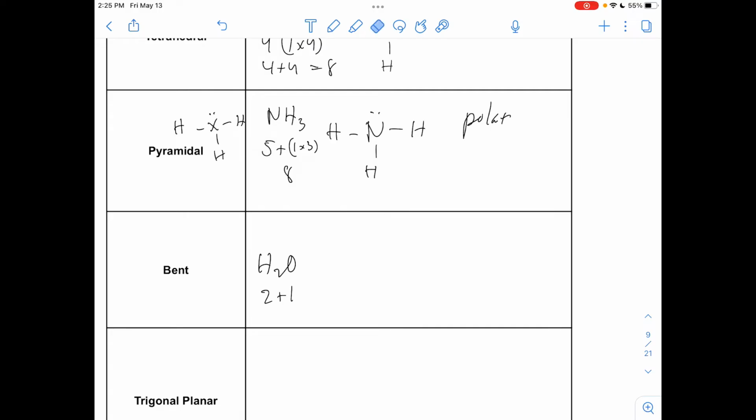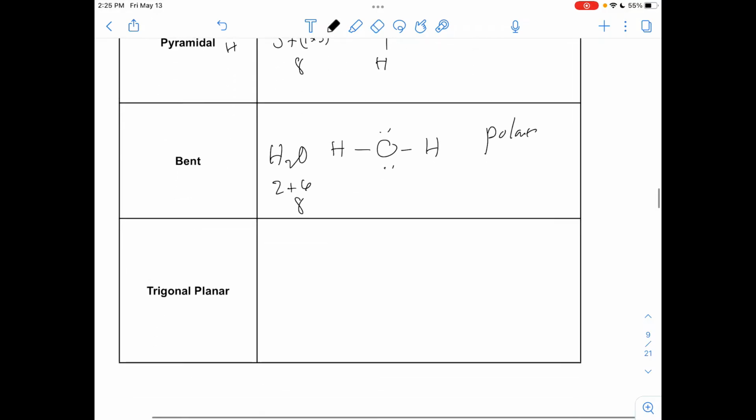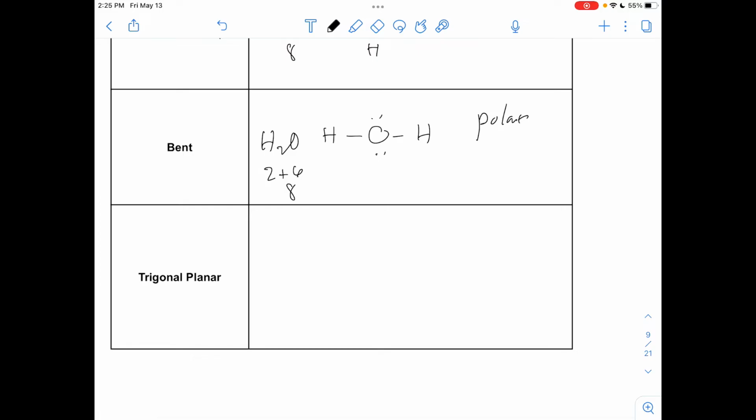Bent. A good bent molecule is H2O. Again, I'm going to add up my valence electrons; oxygen is 6. So I'm going to do that, fill up the center atom with valence electrons and double check. 2, 4, 6, 8. Okay, so that's how much I'm supposed to have. Notice this would not be tetrahedral because it doesn't have 4 bonds. It has 2 bonds and 2 lone pairs. So this is going to be a bent molecule. And since there's lone pairs on the center, it is going to be polar. And lo and behold, water is a polar molecule.